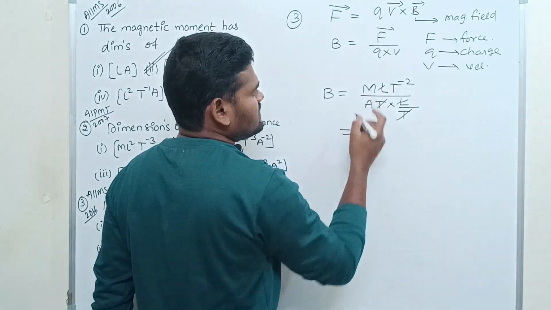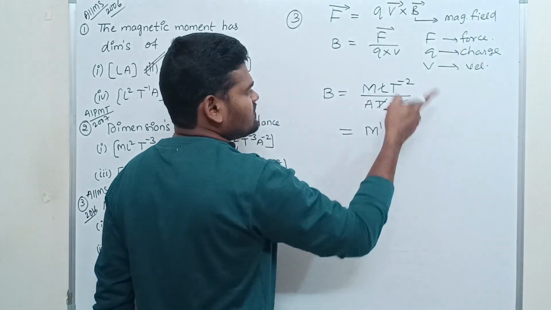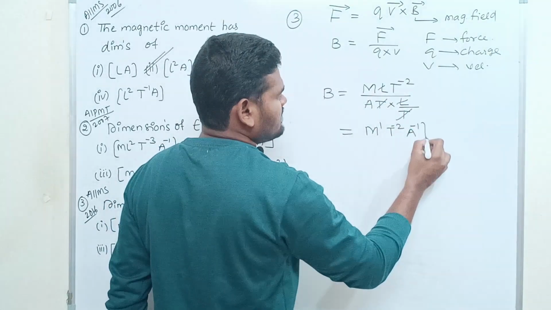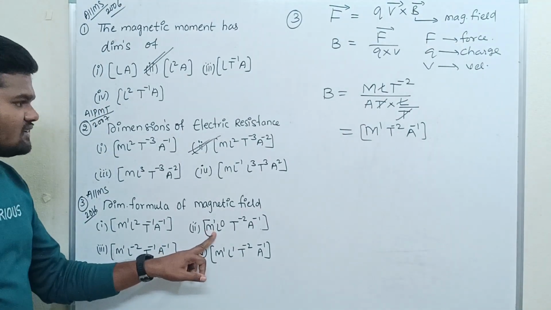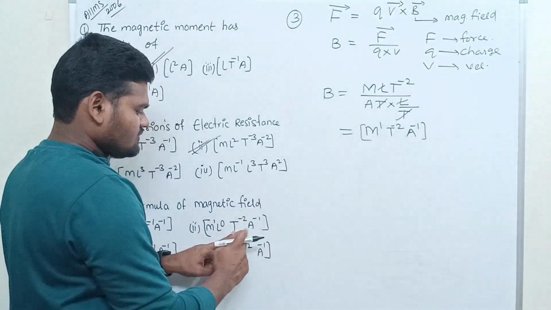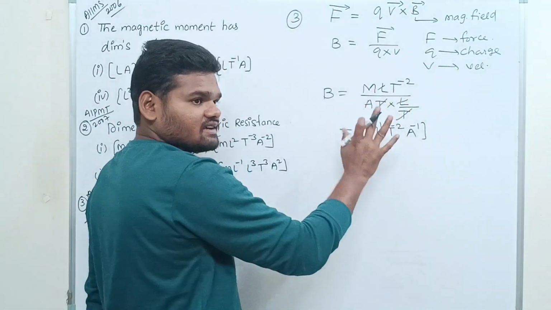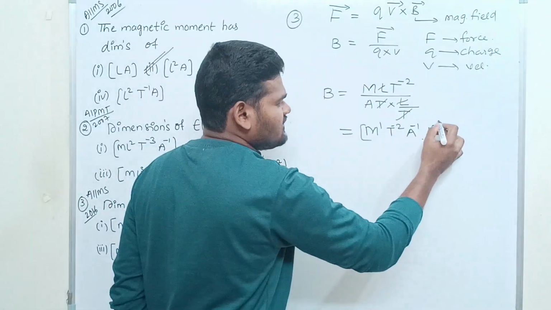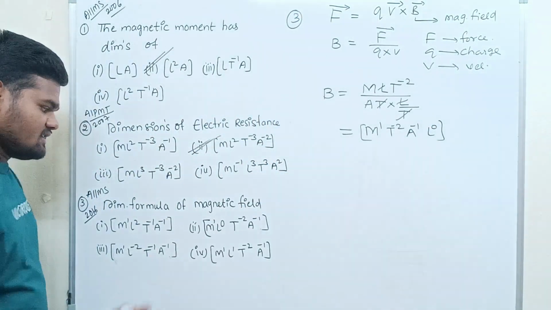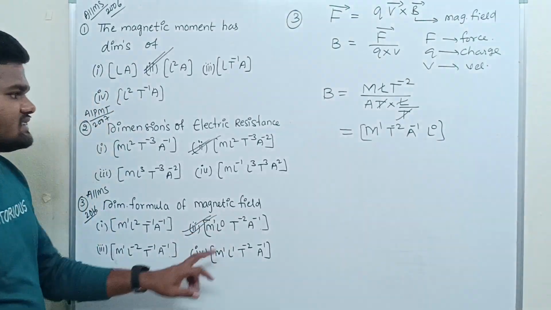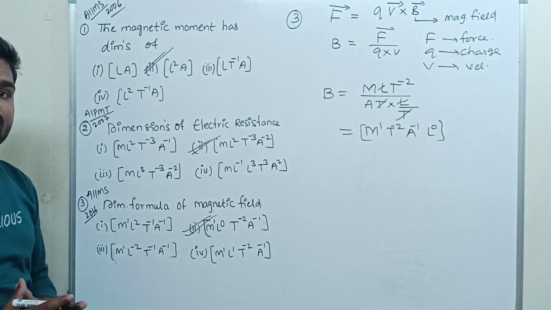T gets cancelled out, L gets cancelled out. So M power 1 T power minus 2, if A comes to numerator it becomes A power minus 1. So M power 1 T power minus 2 A power minus 1. All L's get cancelled out in this equation. So we can write L power 0. There is no L, but if we want, we put L power 0 to get the answer. What is that? Option 2 is the answer. M power 1 T power minus 2 A power minus 1 L power 0.